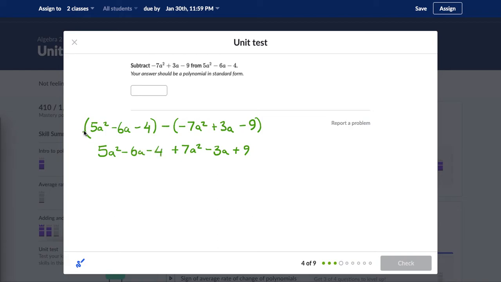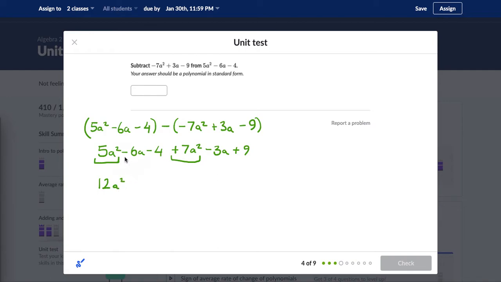You notice there's no leading coefficient here, so nothing to distribute. And this is what we got going on here. Okay, let's look at combining like terms. The first term and the fourth term are like terms, so we're going to combine those together. So 5a squared plus 7a squared is 12a squared.